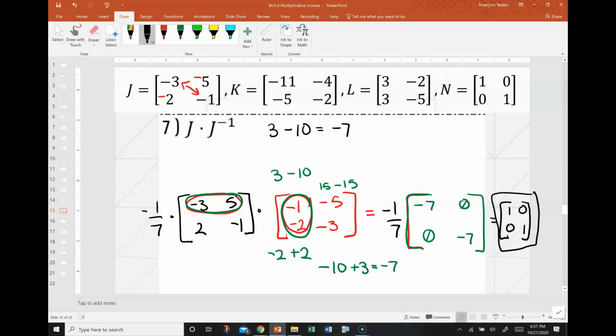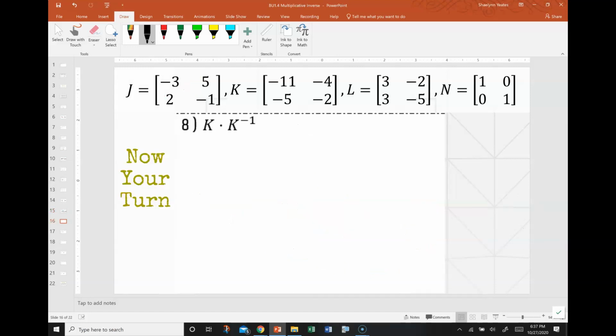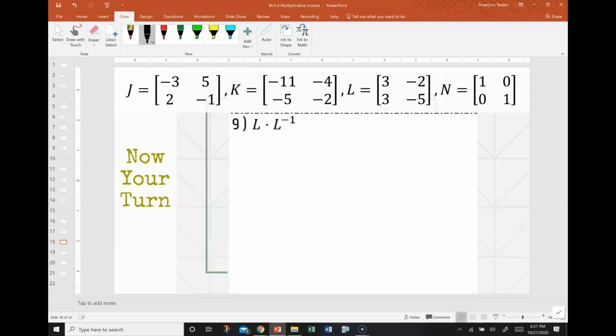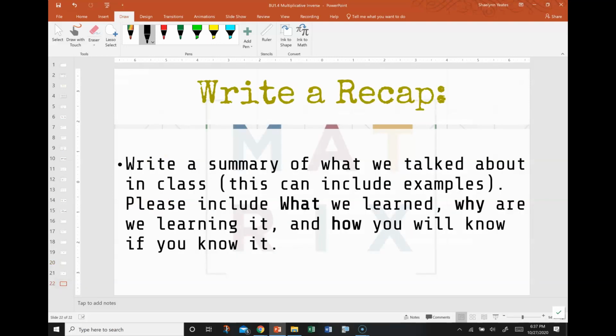That's kind of cool. All right, so now I want you to go ahead and find out what happens when you multiply this matrix by its inverse, and what happens when you multiply this matrix by its inverse, and what happens when you multiply this matrix by its inverse. You should hopefully discover a pattern. Then go ahead and write your recap, and you are done for today.